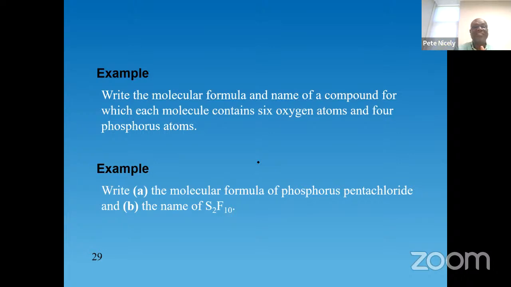So this question says, write the molecular formula and the name of a compound for which each molecule contains 6 oxygen atoms and 4 phosphorus atoms. All right. So what would be the formula? Let's write down the formula first. So what would be the formula?